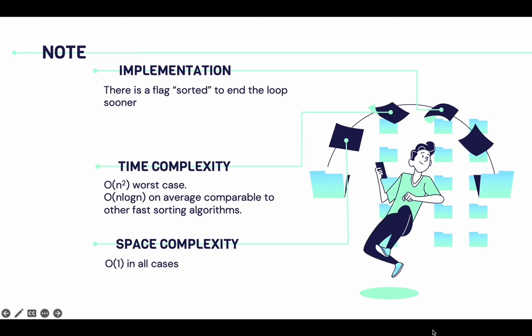Some notes on the implementation. So there is a flag sorted to end the loop sooner, just like the other two algorithms. About the time complexity, it is order of n squared in the worst case, just like bubble sort, but on average, it is order of n log n, which is comparable to other fast sorting algorithms such as quicksort or merge sort. And another plus is that about the space complexity, it requires no extra space, which is order of 1 in all cases.